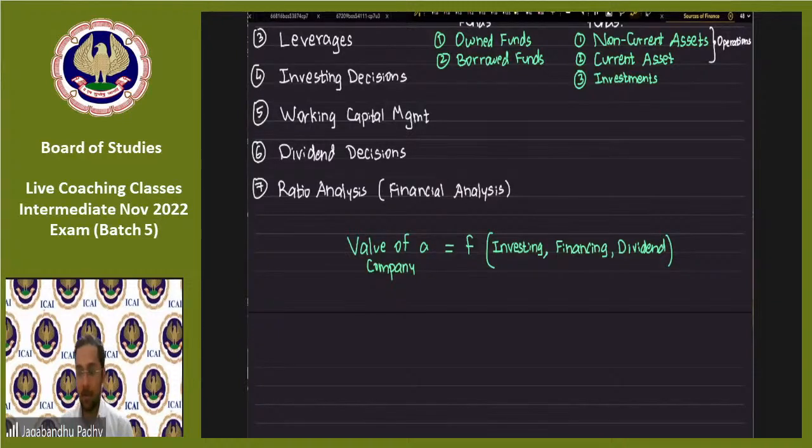Okay. Fine. So that's about the value of a company being dependent on these three parameters. Now, what do we really have as the scope of this financial management?